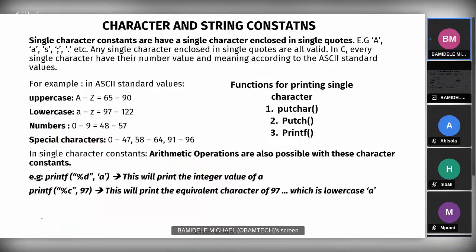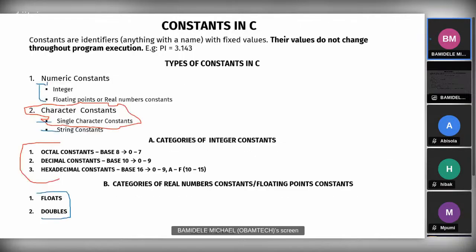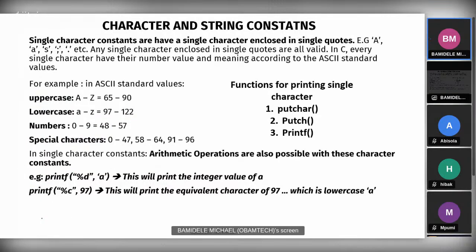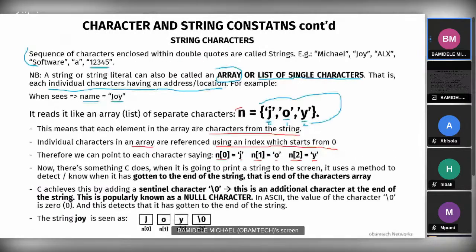Just understanding that these things exist, and then trying to practicalize how to use each of them. We already discussed before this time the declaration of each of the constants in C, how to declare them. And this is a character constant. We don't want to dwell much on this.